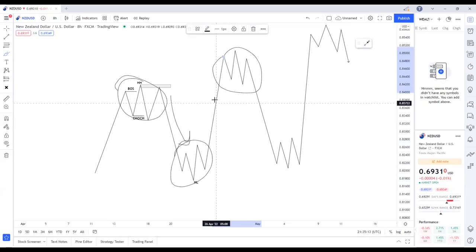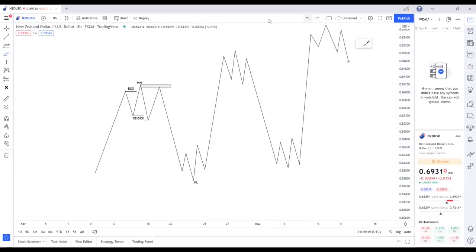You understand? Which means these guys need one another. You understand? So now the market goes down. Once it goes down, you don't know when the market is going to stop creating a low, right? You don't know.